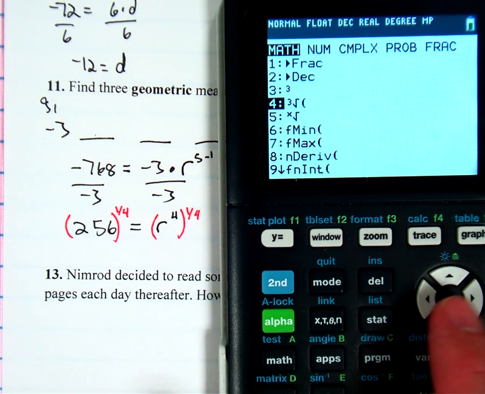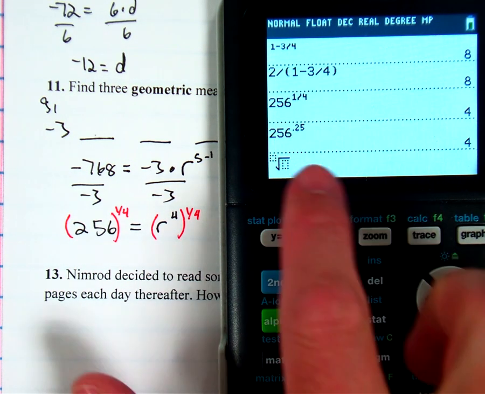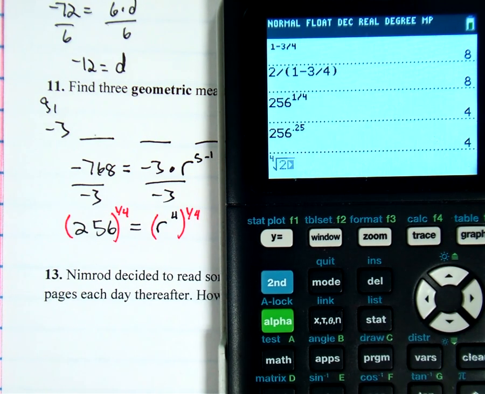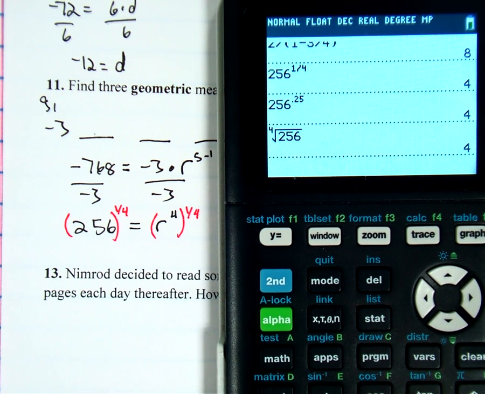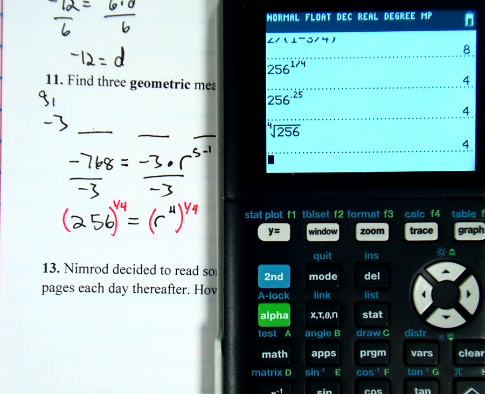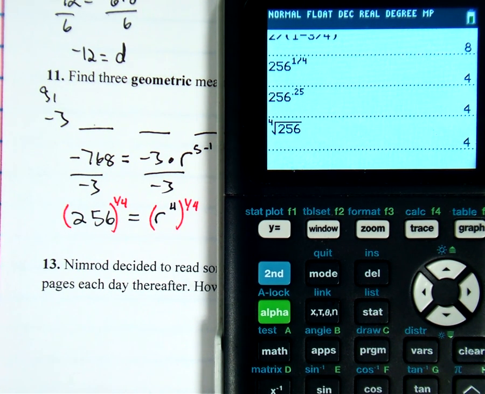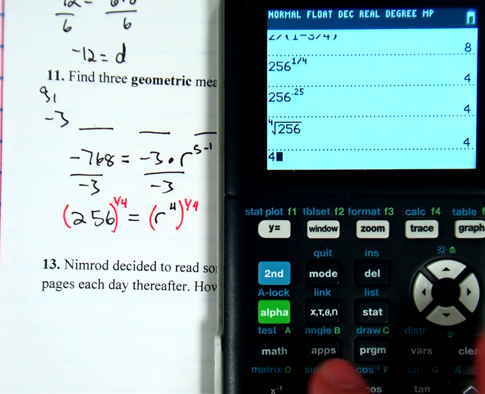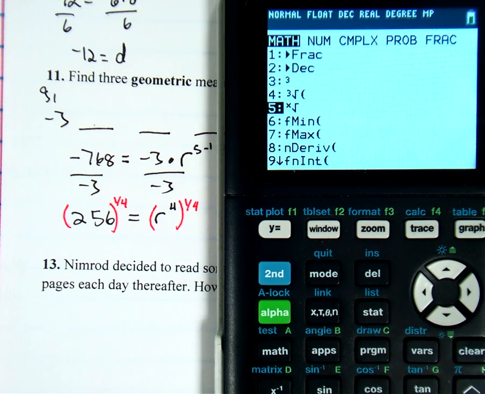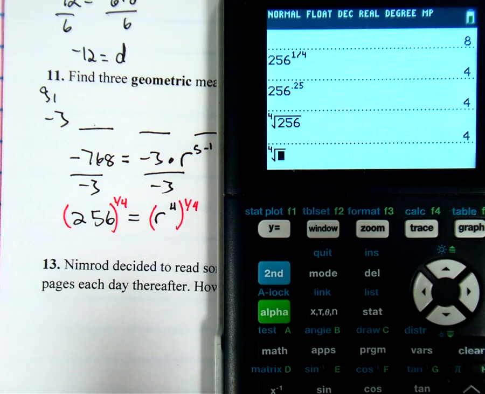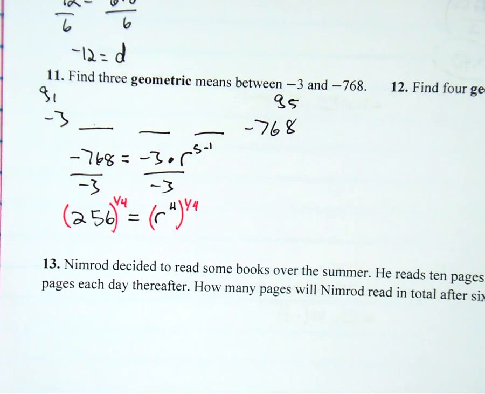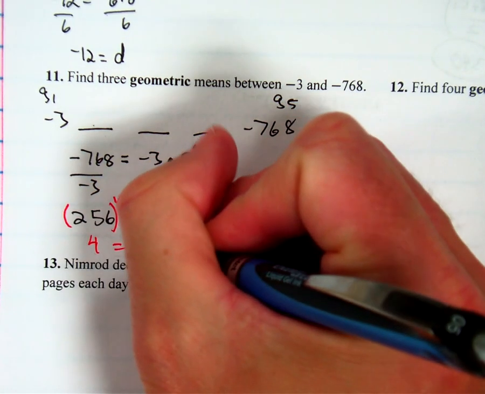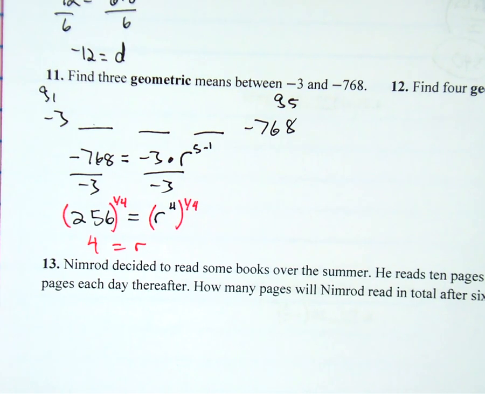Slide down to x root and fill it in with a little 4 there on the top, and then 256 on the inside. Okay, if your calculator doesn't give you the little blank template to fill in when you push the button, you might need to push the 4 first, and then go into math, down to x root, and then it might jump it up there, and you can put the 256 in. Okay? One way or another here, our r value is 4. Okay, that is not the answer. We're not done yet.